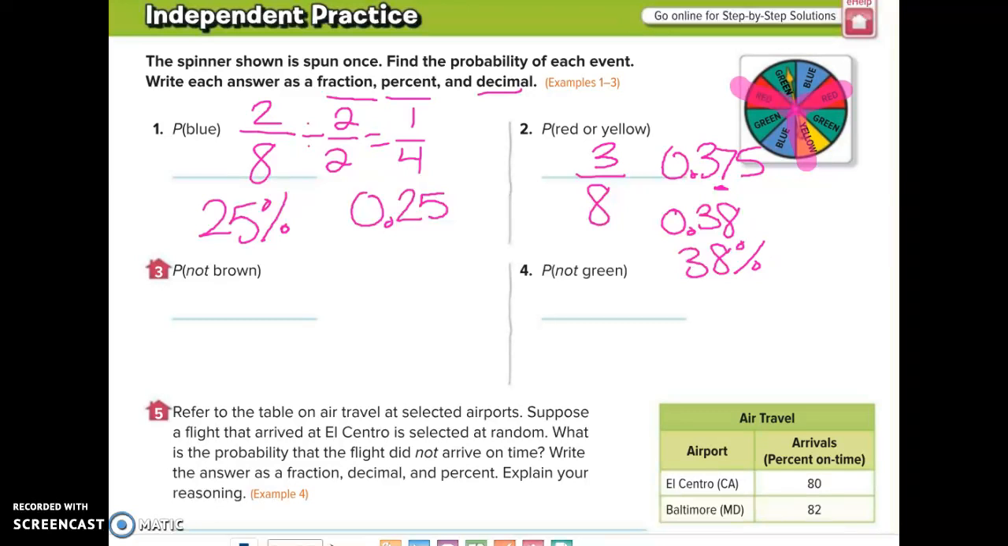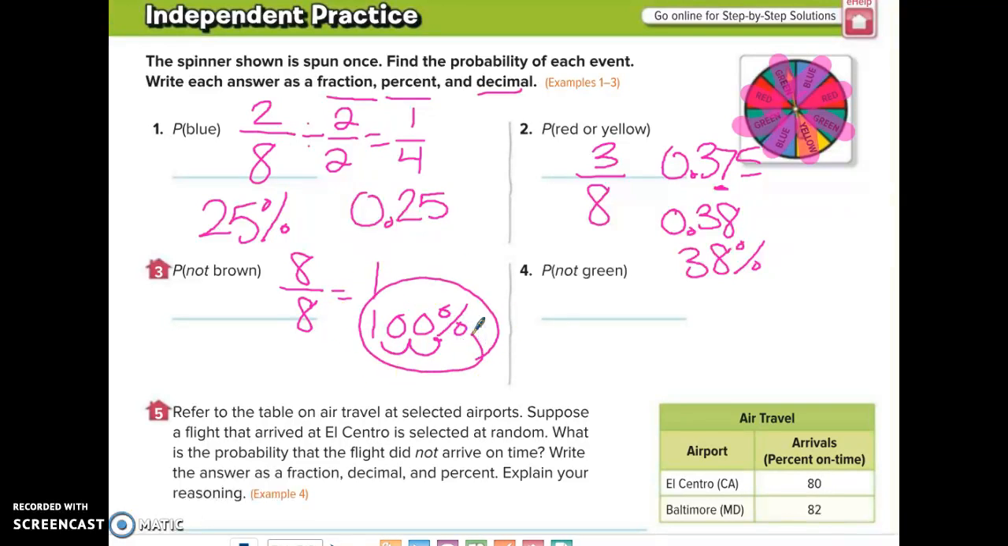Okay, if I go on to example number 3, sorry, the probability of not brown. I don't have any brown in that spinner. So the probability of not brown is all 8 of them. So 8 out of 8. 8 divided by 8 is 1. So that is what I would write as a fraction. As a decimal, I would still write it as 1, but then as a percent, I would need to move it 1, 2 places, and then fill in with zeros. So the probability of not spinning brown is 100%. Okay?